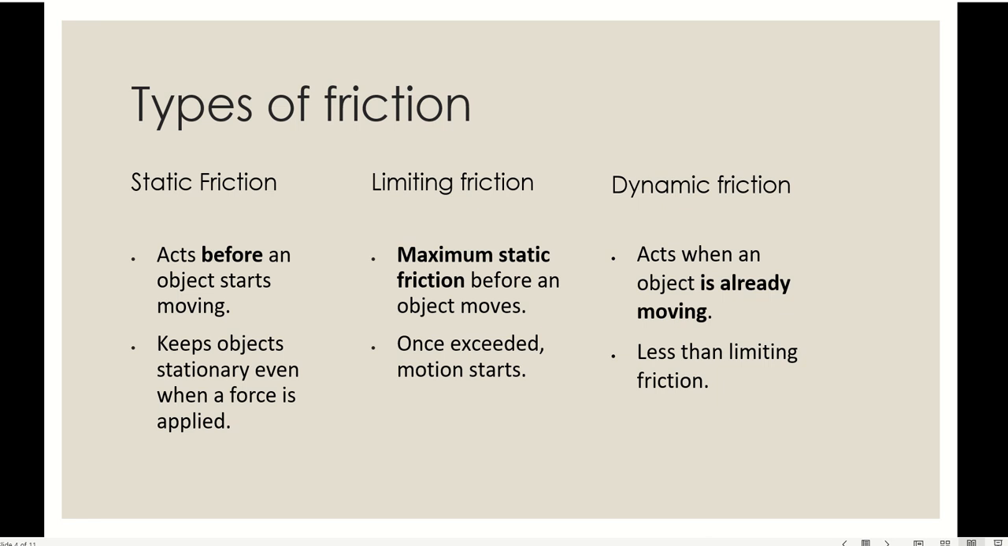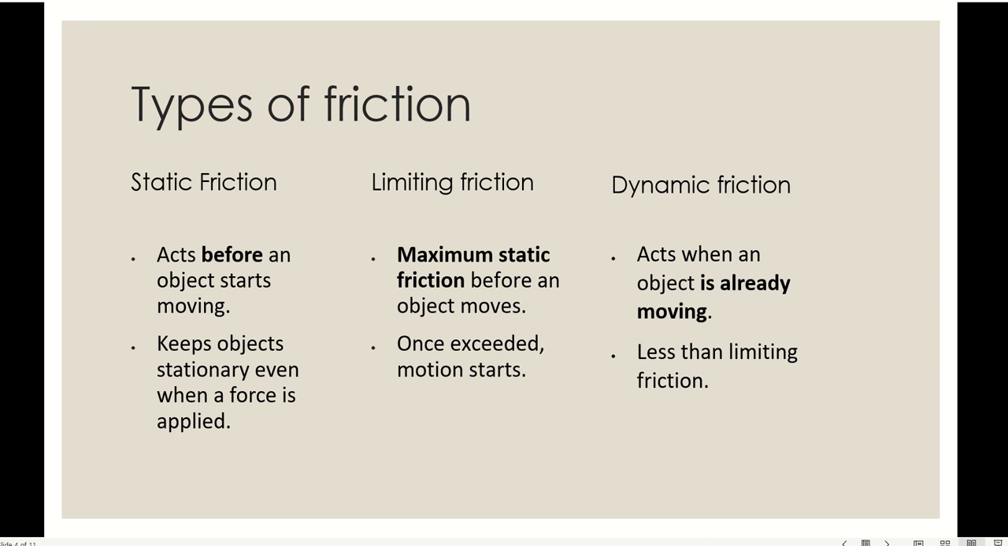We have different types of friction, such as static friction, limiting friction, and dynamic friction. Static friction is when you try pushing the object and it still does not move. During that time, the friction applied by the surface is known as static friction. But once you feel like the object is going to start moving, that's when we have reached the maximum static friction, which is also known as the limiting frictional force.